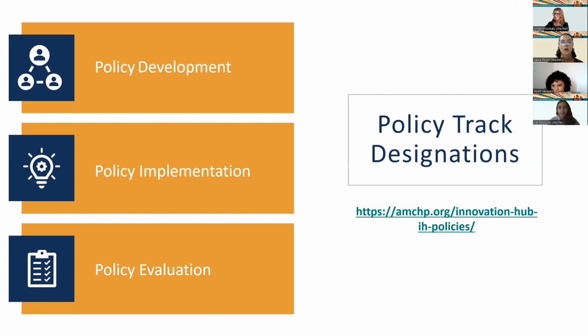So just as Noelle described, there are different designations in the practice side of the database. So those are cutting edge, emerging, promising, and best. And those are along a continuum. An important distinction with the policy track is that our designations are not along a continuum. They're more standalone buckets. So we have evidence-informed policy development, evidence-informed policy implementation, and evidence-informed policy evaluation. And those are our three main designations. And later on today, we're going to go through in more detail what we expect from each of those.